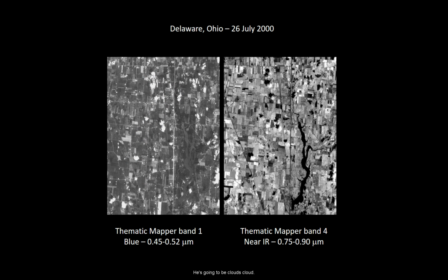Yeah, so these are going to be clouds. These are going to be some cumulus clouds. Now, there's some features on here that are really hard to see with this particular band. For example, there's a pretty large river right here that's hard to detect.